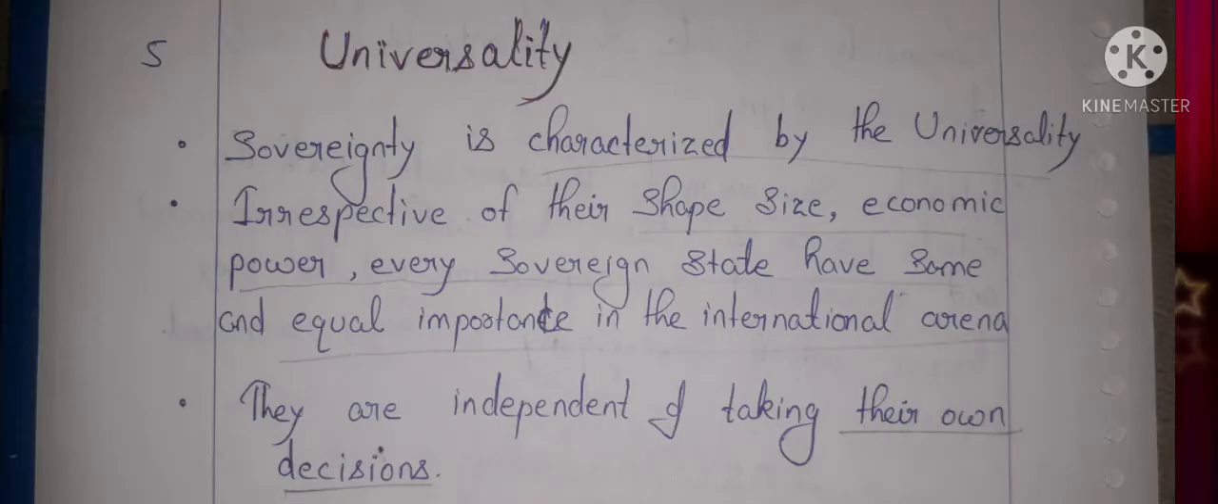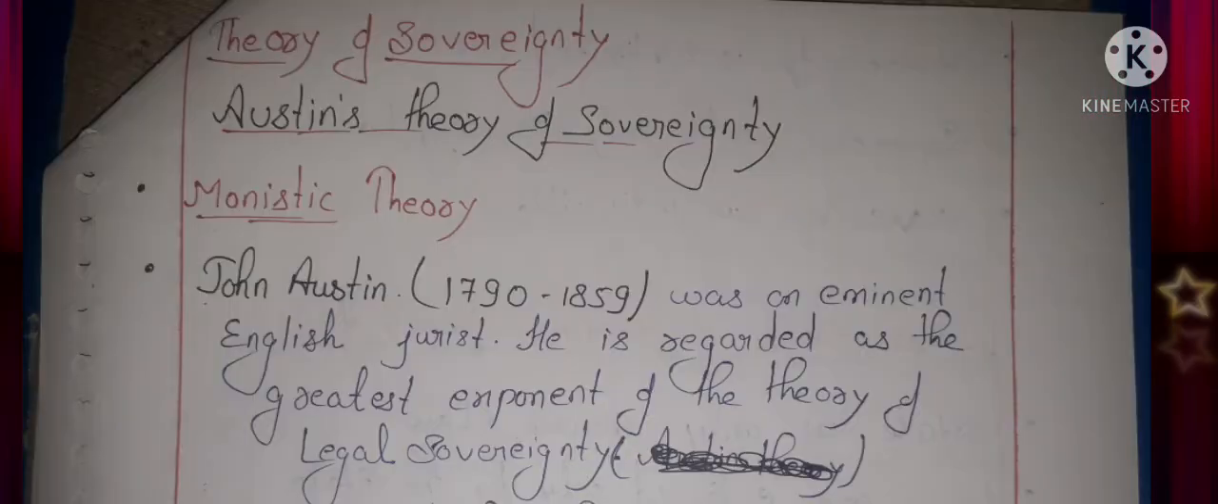Fifth, universality. Sovereignty is characterized by universality. Irrespective of their shape, size, and economic power, every sovereign state has the same and equal importance in the international arena. They are independent in taking their own decisions. Theory of sovereignty: Austin's theory of sovereignty.